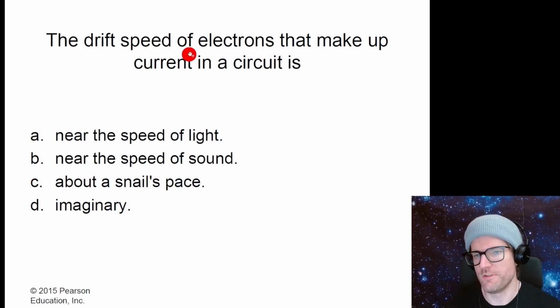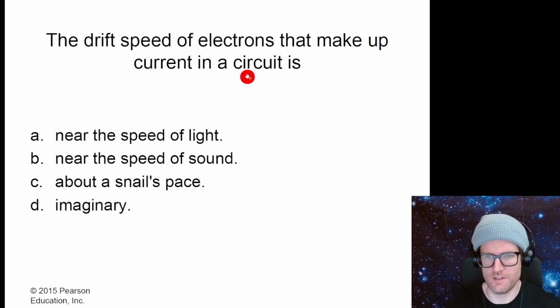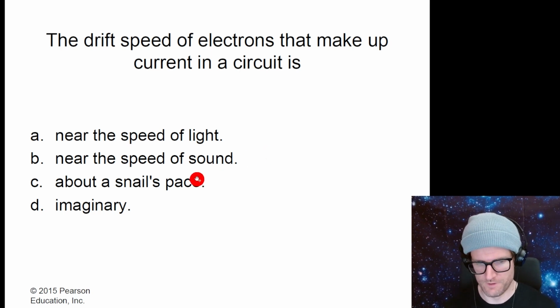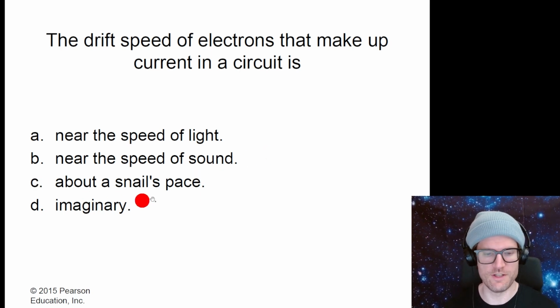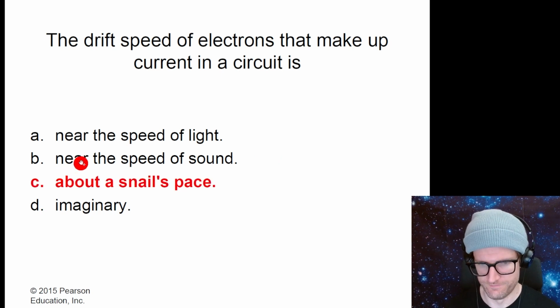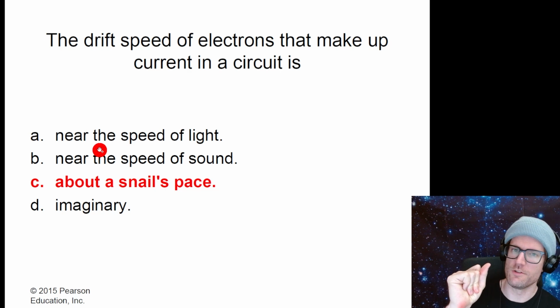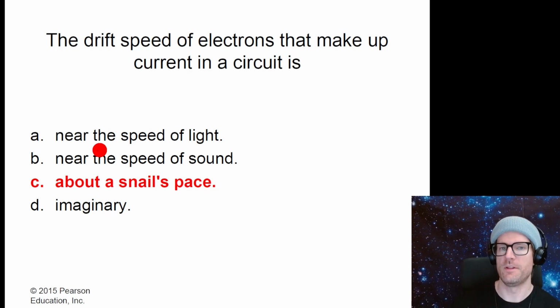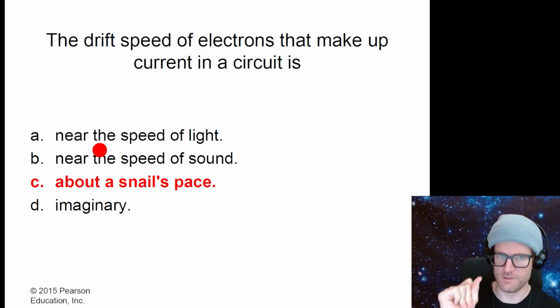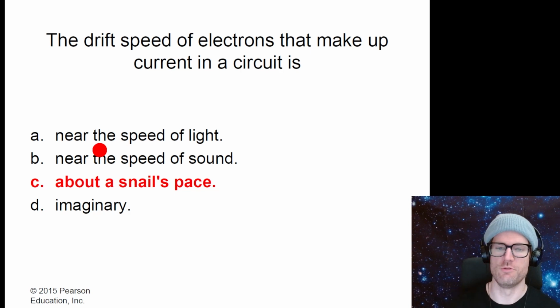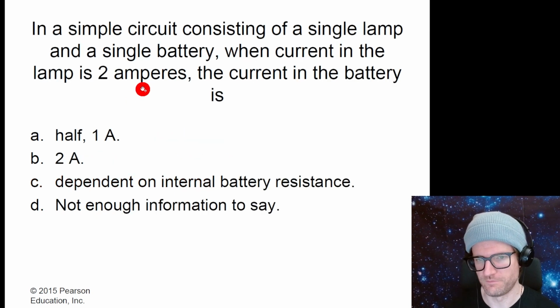Okay. The drift speed of electrons that make up current in a circuit is not the speed of light. They go very slow. Not even the speed of sound, even slower. Snail's pace. Well, it's not imaginary, so snail's pace is a good answer. It's very, very slow. So remember, the field quickly turns on at the speed of light, and the current quickly turns on at the speed of light, but the actual electrons are drifting at a snail's pace.